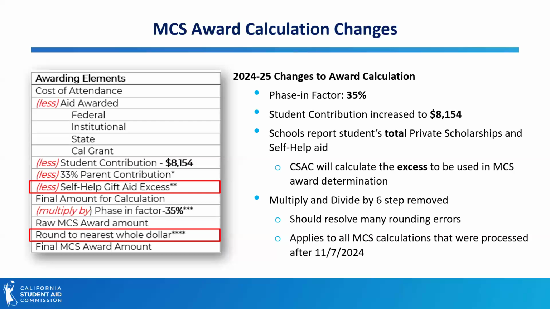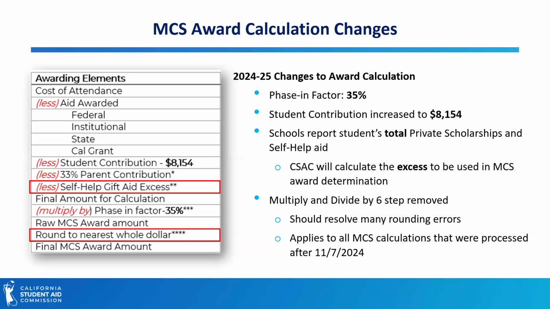Now, we also enhanced our system so that schools could report the students' total private scholarships and self-help aid, and we at the commission would calculate the excess amount to be used in the MCS award determination. So that should make it a lot easier on you schools rather than you having to calculate the excess and report that to us. Just let us know the total amount and we'll take it from there.